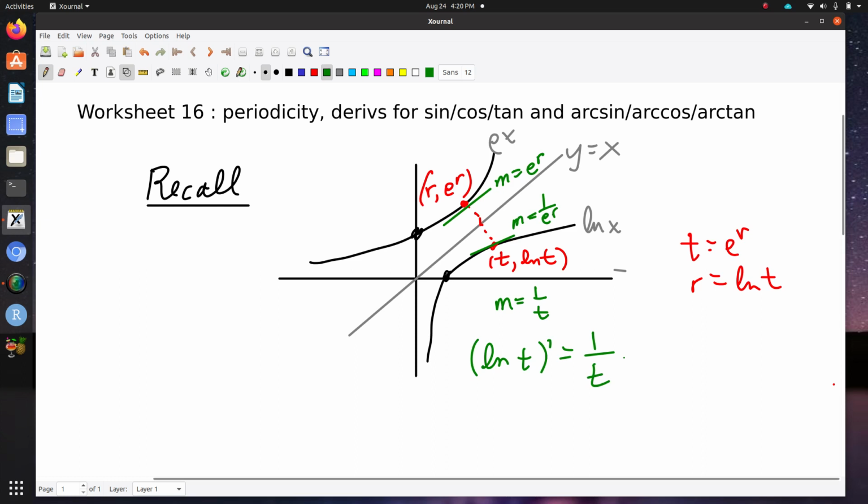Okay? So we're going to do the same exact type of thing, but now we're going to do that with our trig inverse identities. At least I'm going to do two of them. I'm going to leave one for you because it's almost identical. I'll leave that as an exercise for you. But I'm going to do the arc sine and the arc tangent.